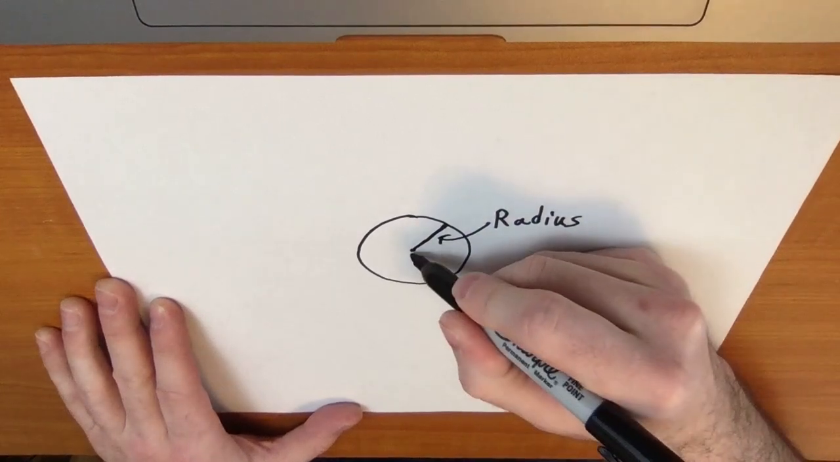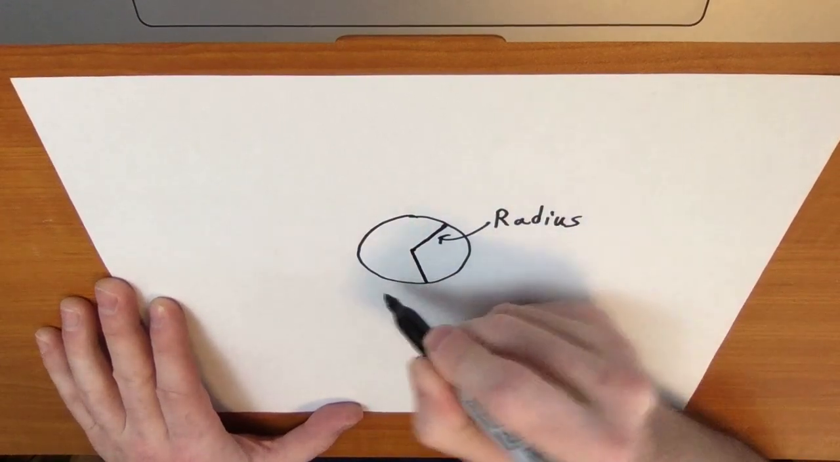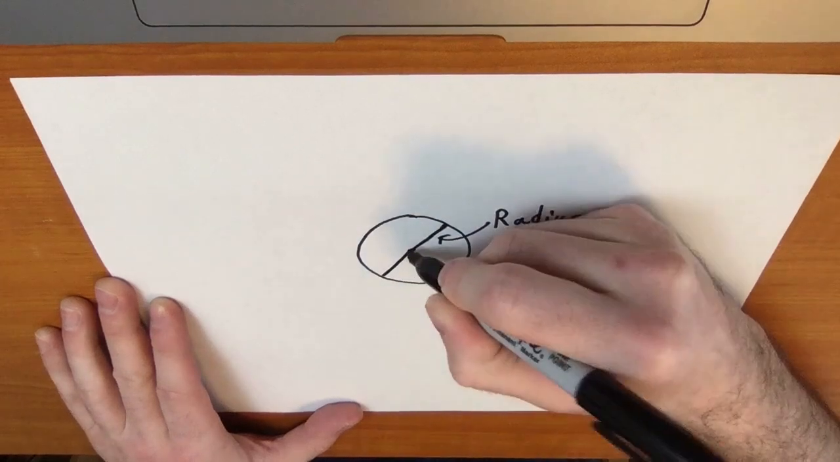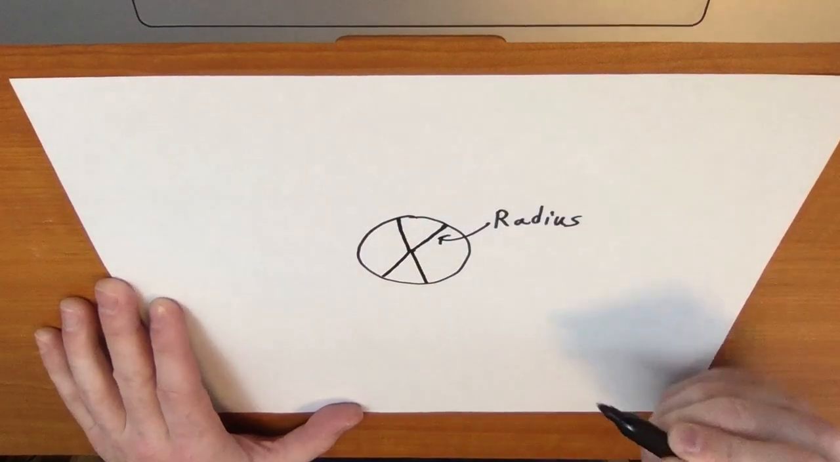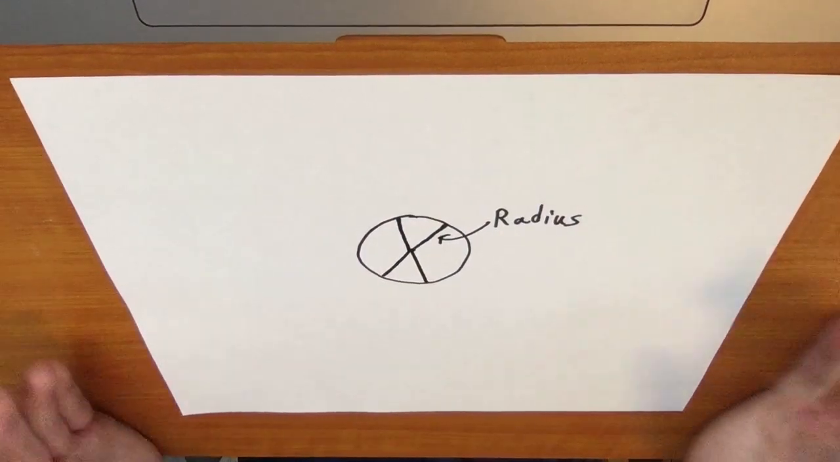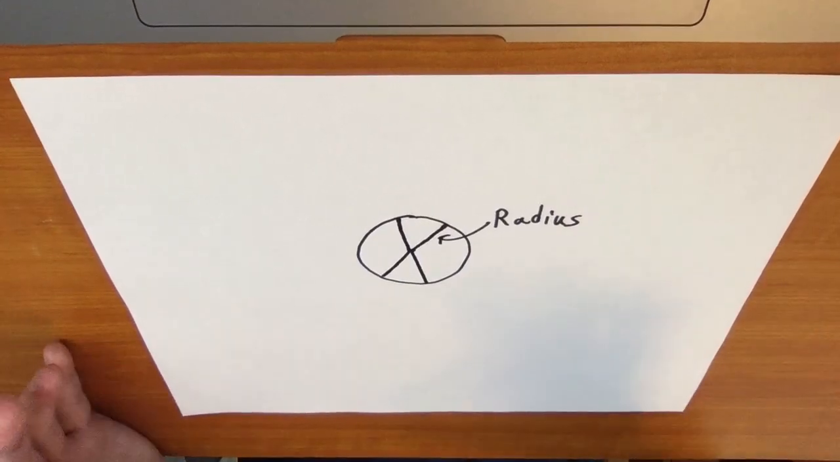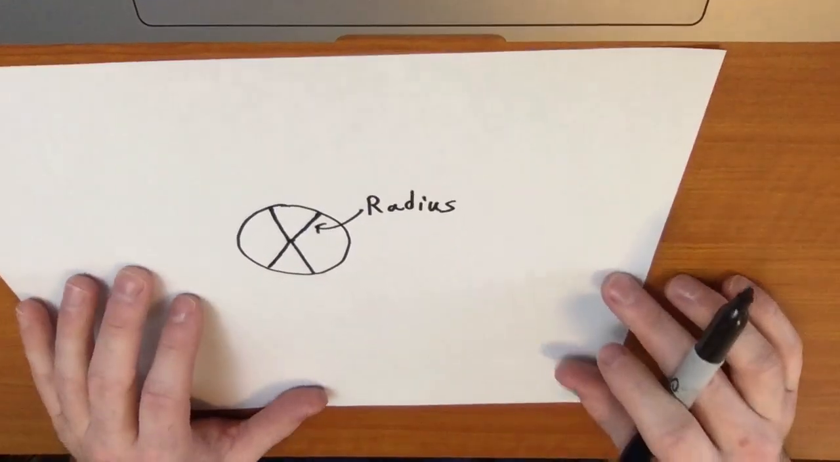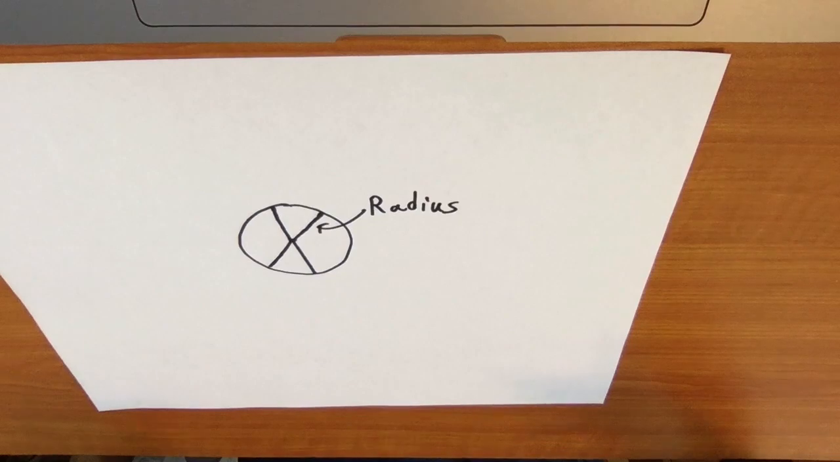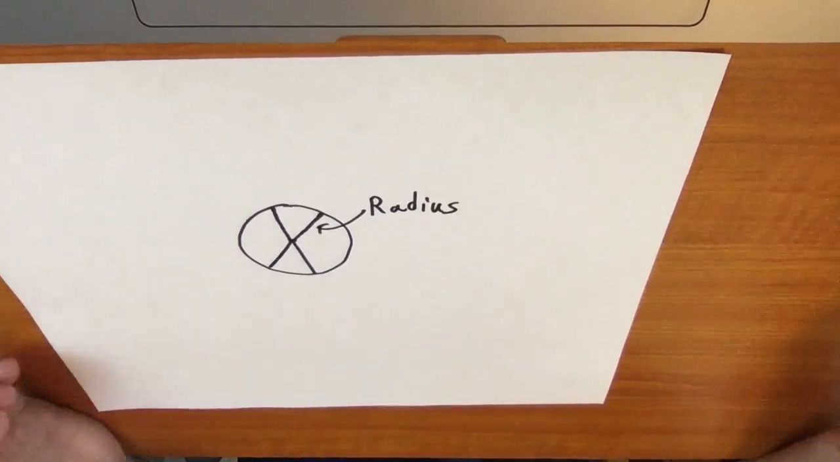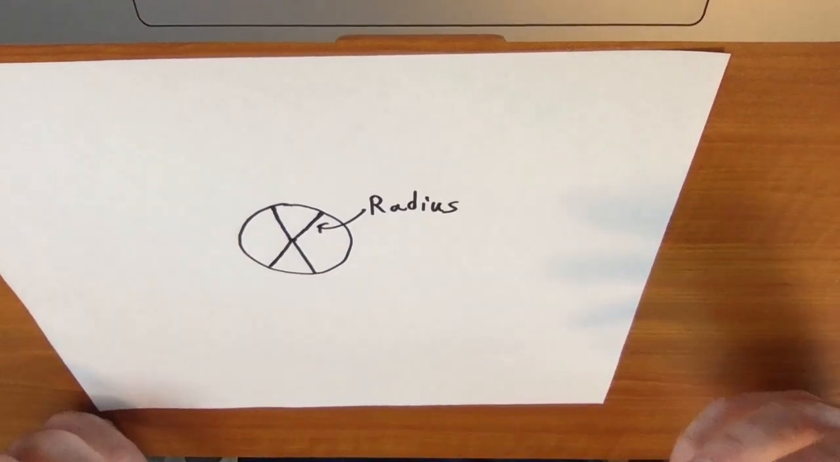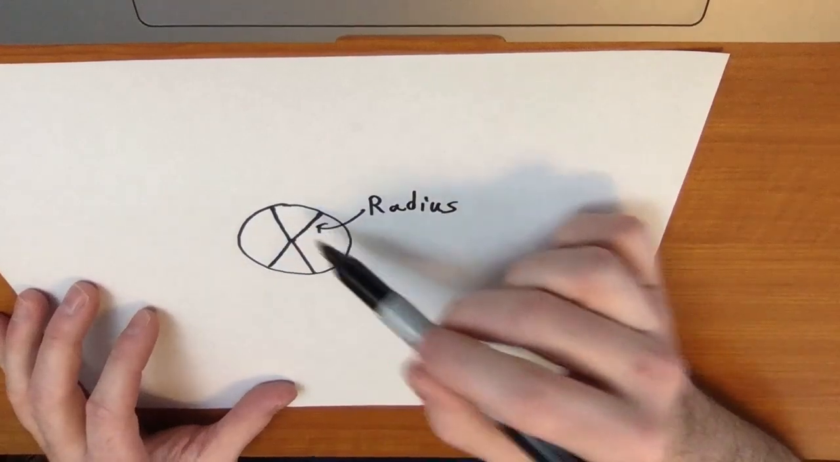It could be anywhere. This can be a radius. This can be a radius. Even this can be a radius. As long as they're straight lines, they count as radiuses. So if we're going to look at our project, we're going to be making a radial design, and lots of things have a radius. They don't have to be a circle.